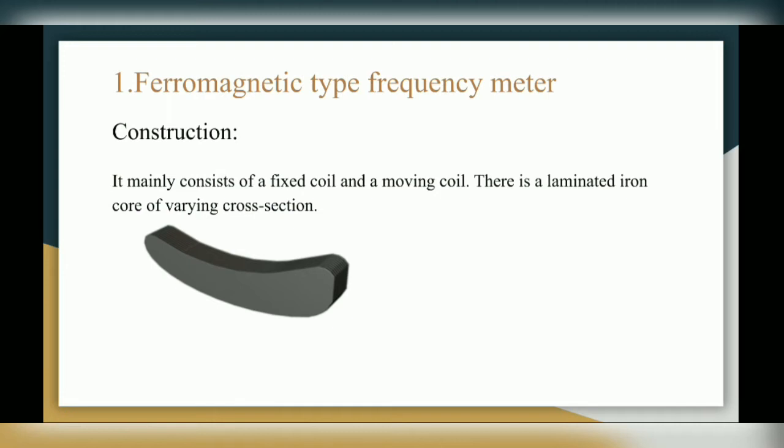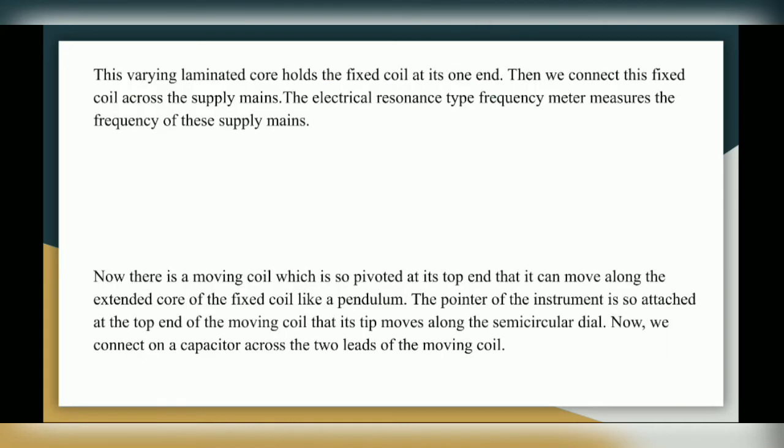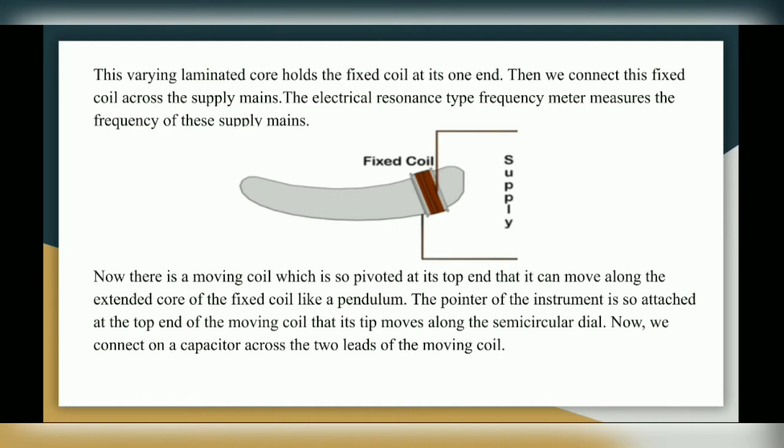So first, ferromagnetic type frequency meter. Construction. It mainly consists of a fixed coil and a moving coil. There is a laminated iron core of varying cross section. So in this diagram you can see there is an iron core. This varying laminated core holds the fixed coil at its one end. Then we connect this fixed coil across the supply mains. The electrical resonance type frequency meter measures the frequency of this supply mains.